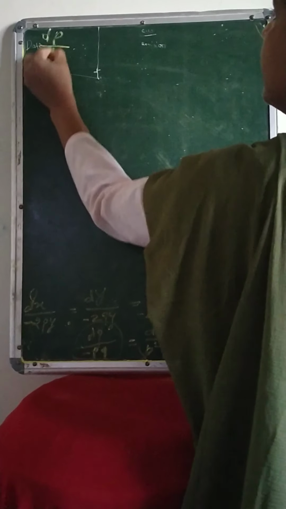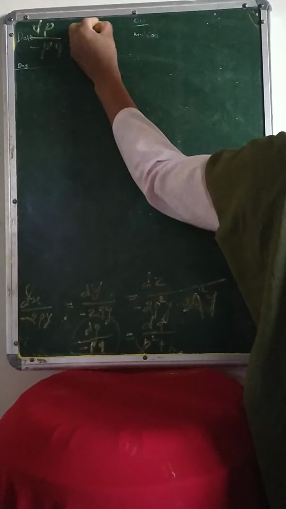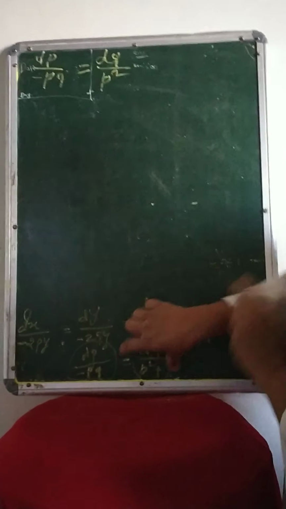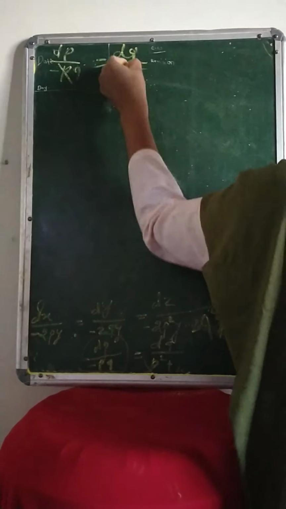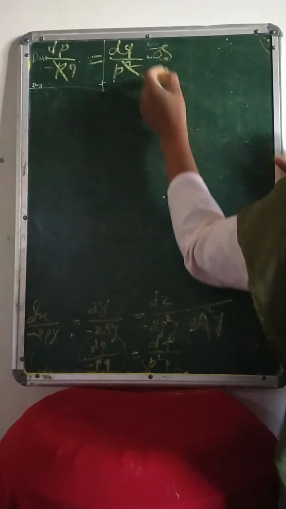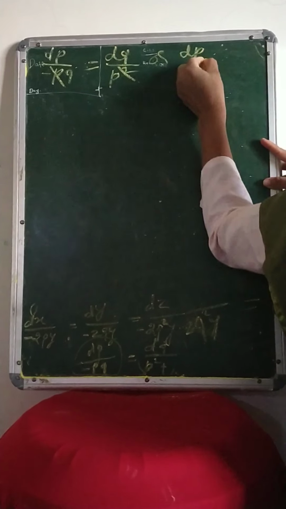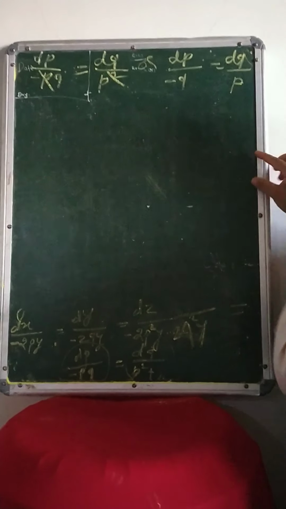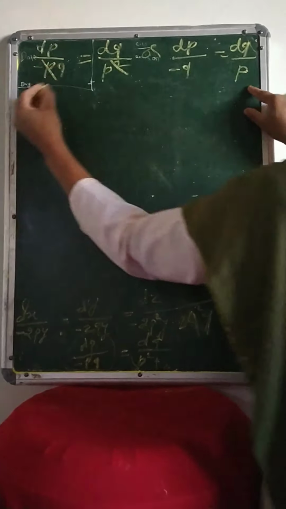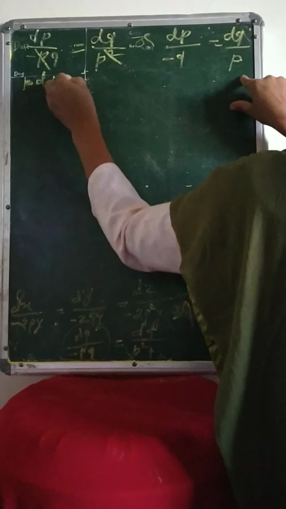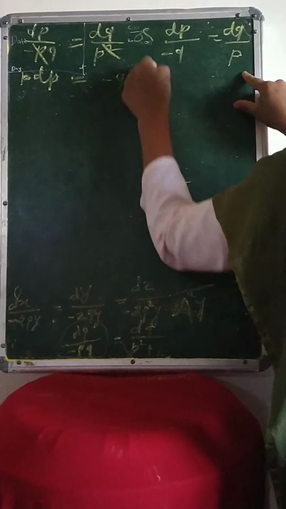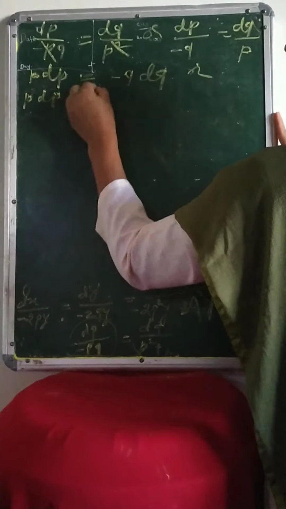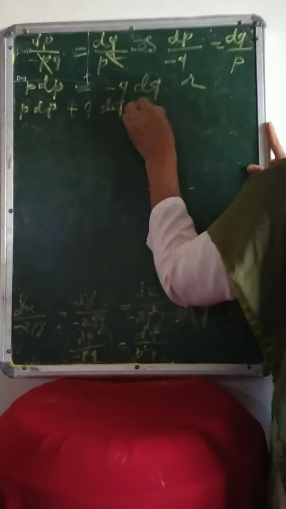That is, dp upon minus pq equal to dq upon p square. We have selected only these 2 ratios. Now here again p gets cancelled, so again we write these equations dp by minus q equal to dq by p. Now on cross multiplication, we get p dp equal to minus q dq, or again we write it as p dp plus q dq equal to 0.